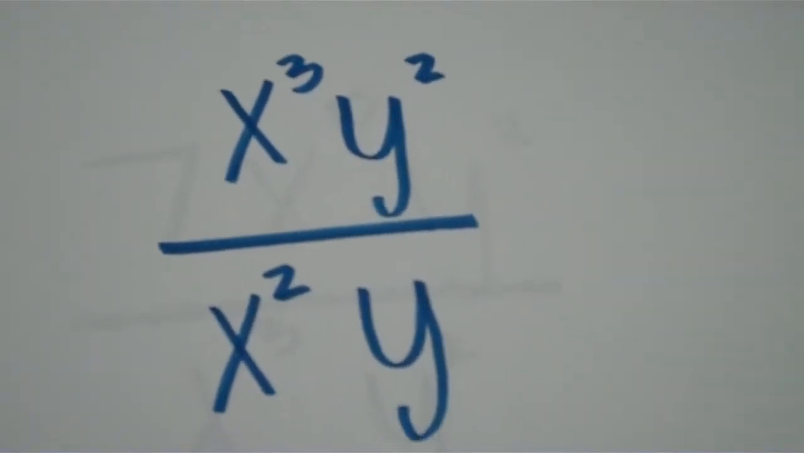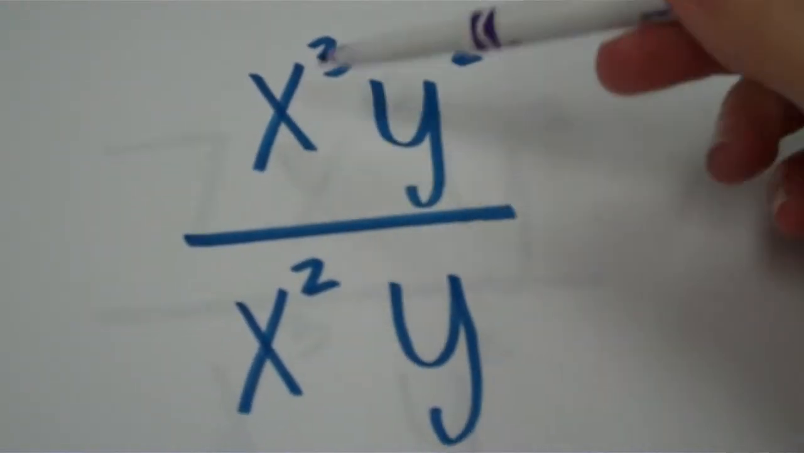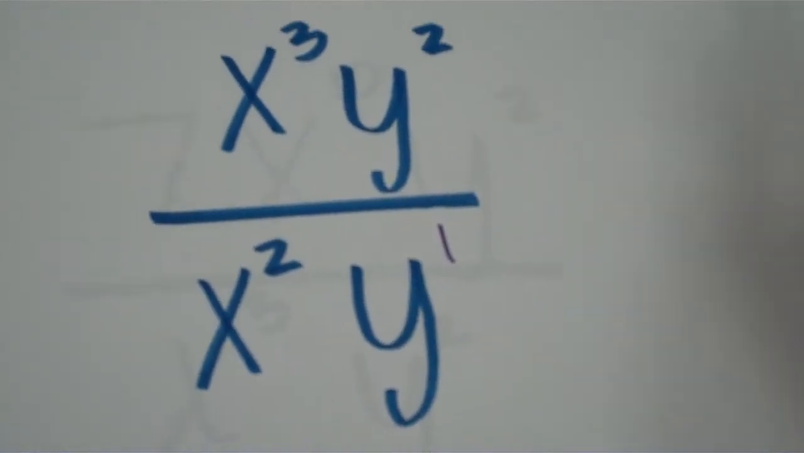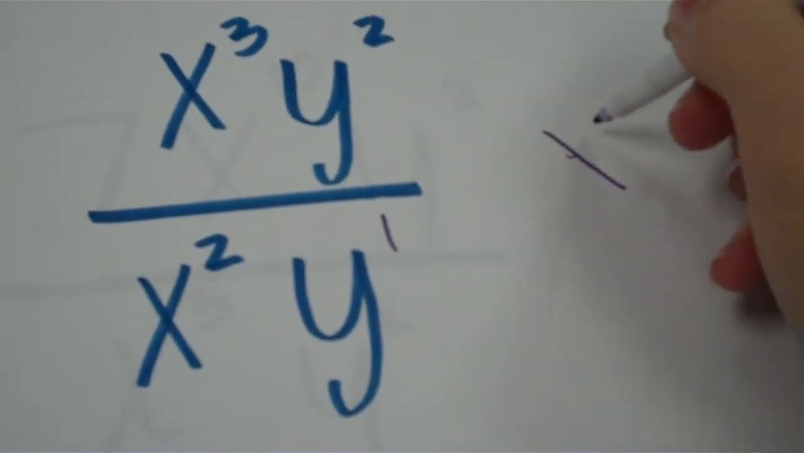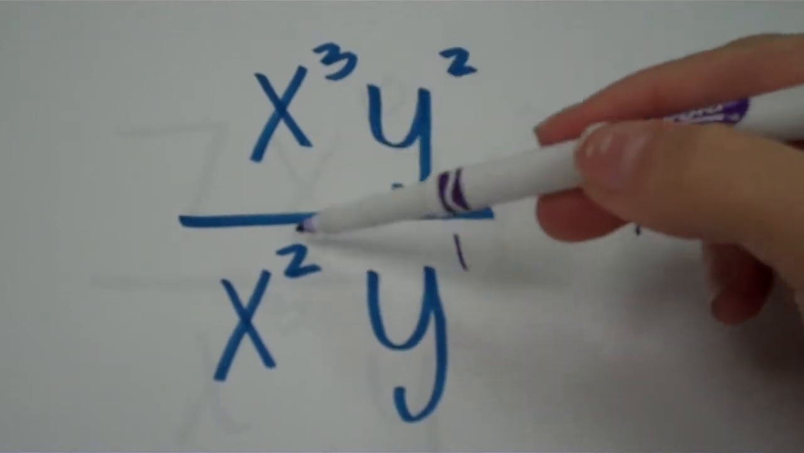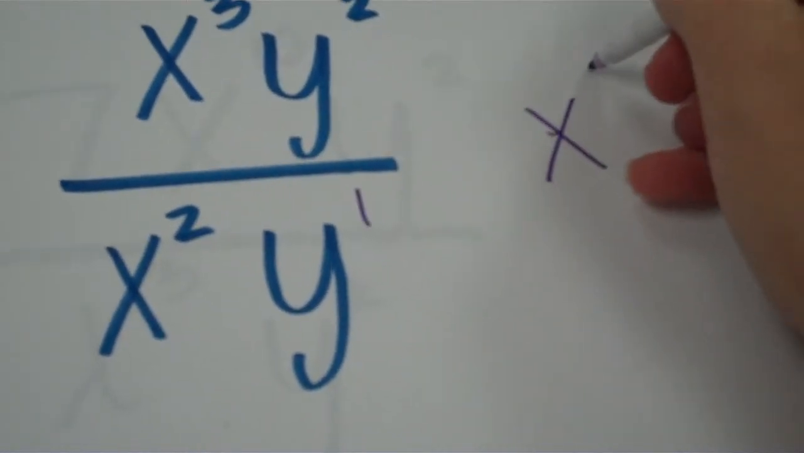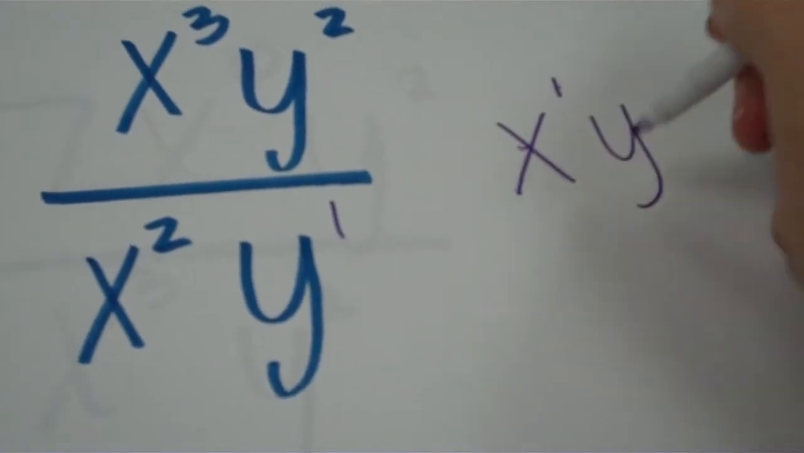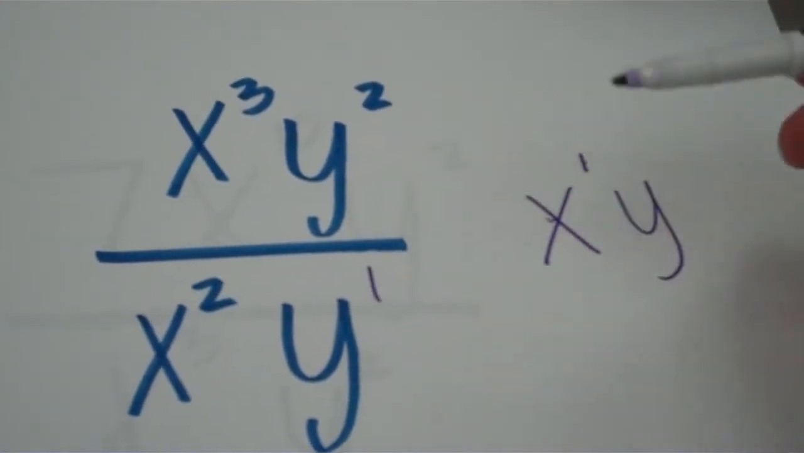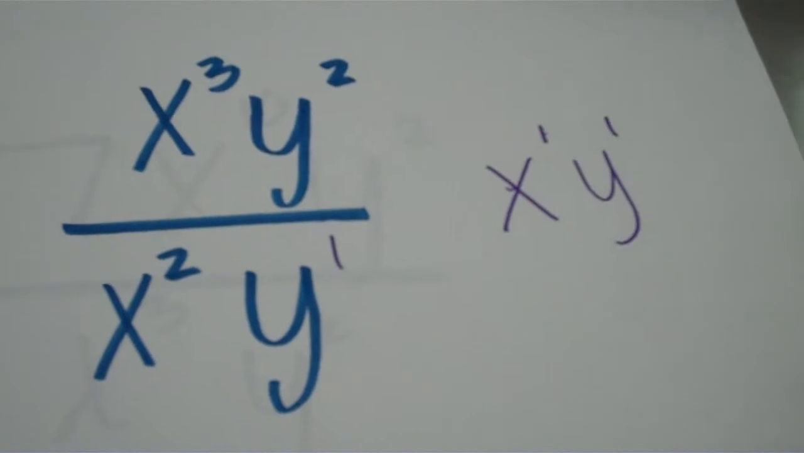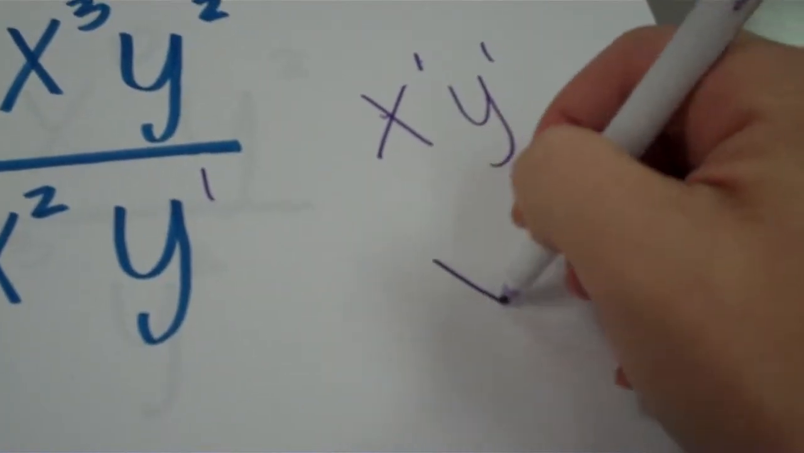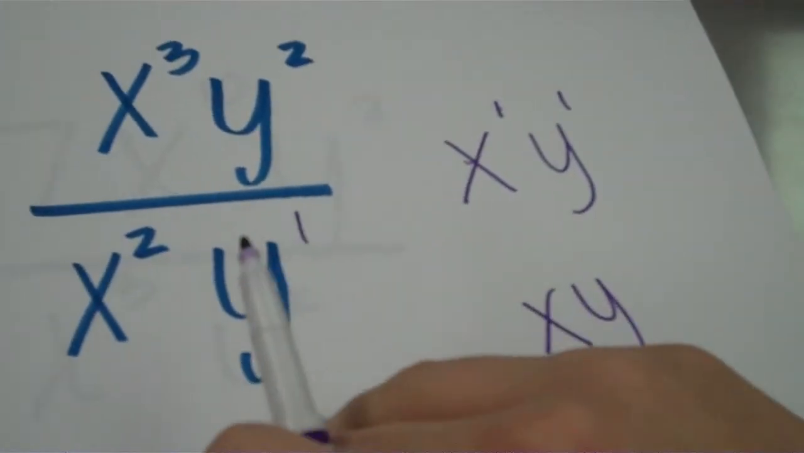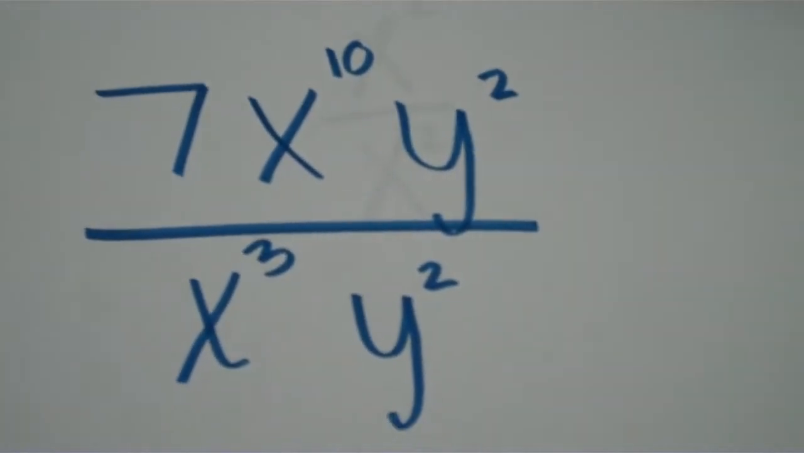Let's do another one. So I have x's here, and I have y's. If this y doesn't have an exponent, I'm going to put a little 1 on there. So I'm going to write my x's. 3 minus 2 is 1. So you could write the 1, or you don't have to. And then I write my y. 2 minus 1 is 1. So you could write the 1 or not. So you could write that as your answer, or you could just put xy, because you don't have to write the 1. Alright? Next one.